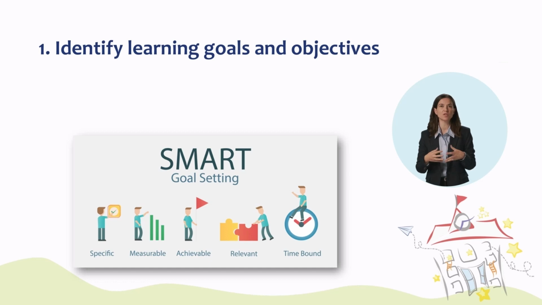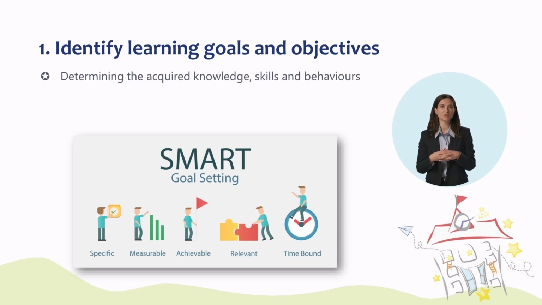The first step in the process of designing gamification for learning situations is to identify the learning goals and objectives. This step is crucial as it involves determining the specific knowledge, skills, or behaviors that students should acquire through the learning experience, as well as any desired outcomes or assessments. To ensure the effectiveness of these goals and objectives, it is important to make them SMART. SMART is an acronym that stands for specific, measurable, achievable, relevant, and time-bound.